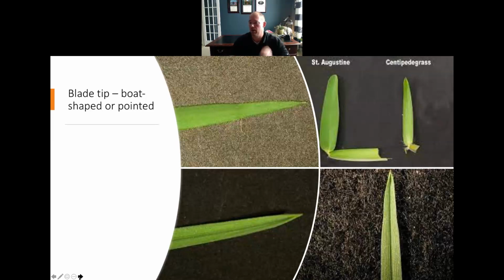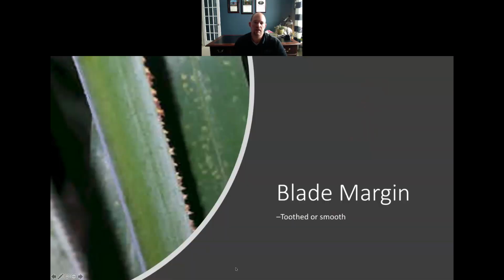And that's very unique. You can almost single-handedly identify Kentucky bluegrass in our lawns, pretty much with that boat-shaped tip. So it is a very, very unique characteristic.